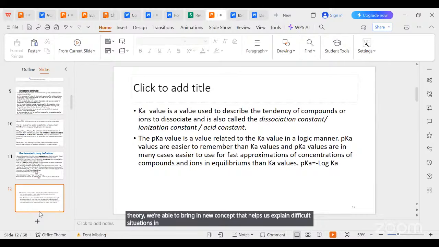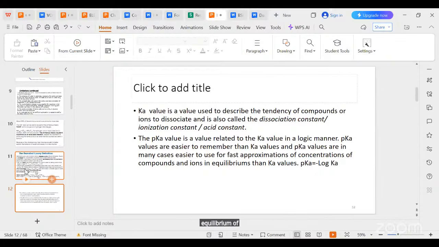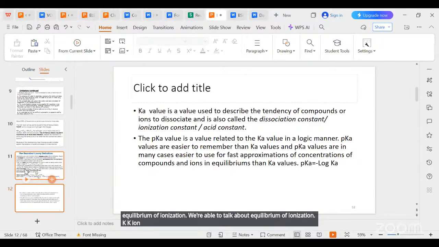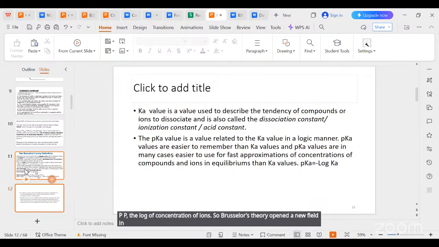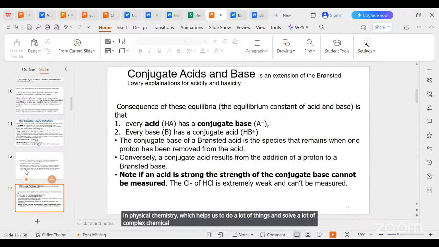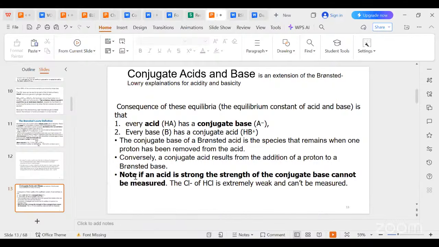And because of the conjugate acid and conjugate base explanation, we're able to explain equilibrium of ionization. We're able to talk about K ionization, and we're able to talk about pH, the negative log of the concentration of ions. So Brønsted-Lowry theory opened a new field in physical chemistry, which helps us to do a lot of things and solve a lot of complex chemical situations. I've explained all this.